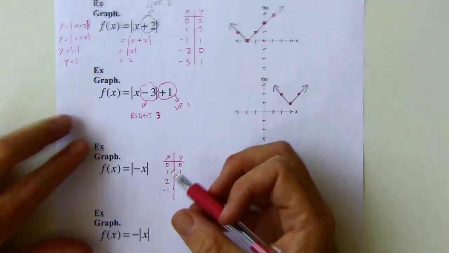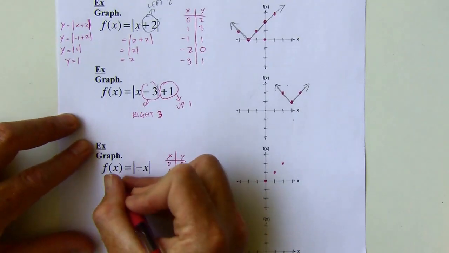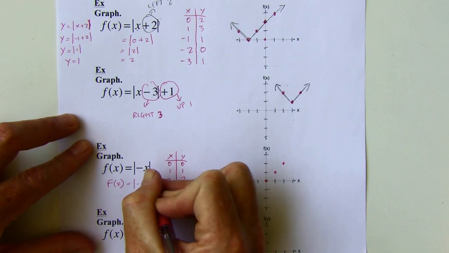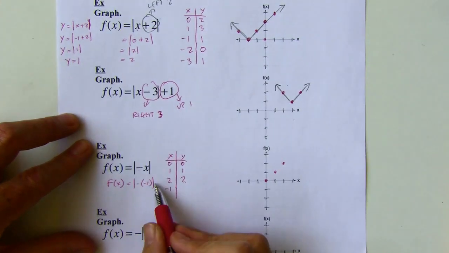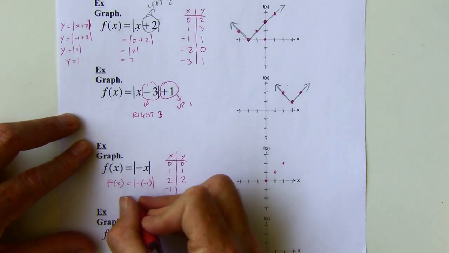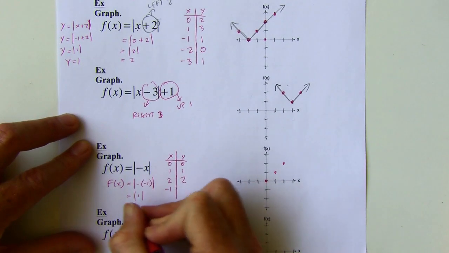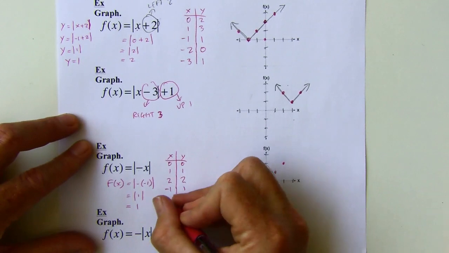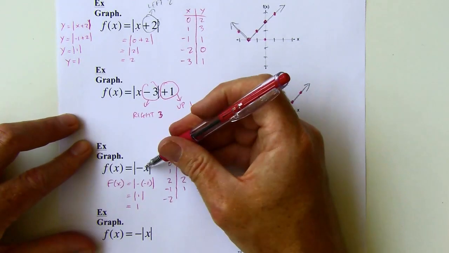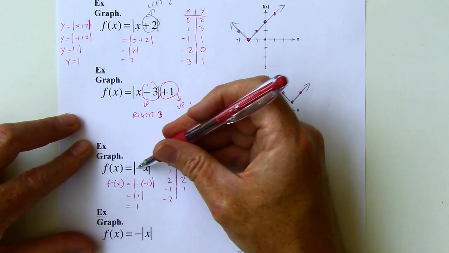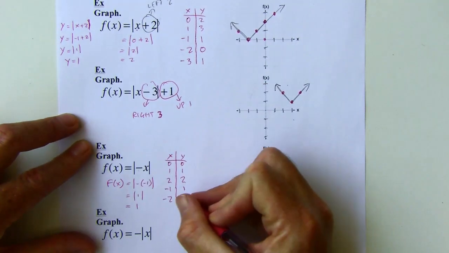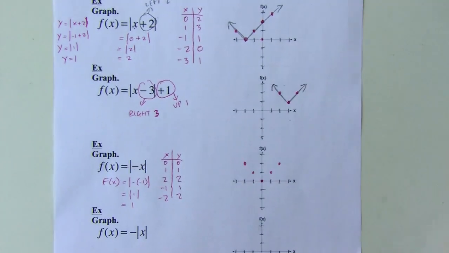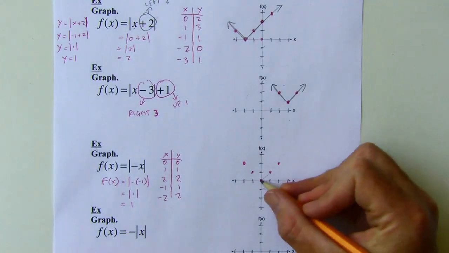When I plug this in, remember I'm going to have the opposite of negative 1, really. I'm plugging in negative 1 for the x, so that's going to be positive 1 in there. But then the absolute value of that is just 1. When I plug in a negative 2, the opposite of negative 2 is positive 2. Absolute value of positive 2 is 2. So this actually does look exactly the same as the parent graph.